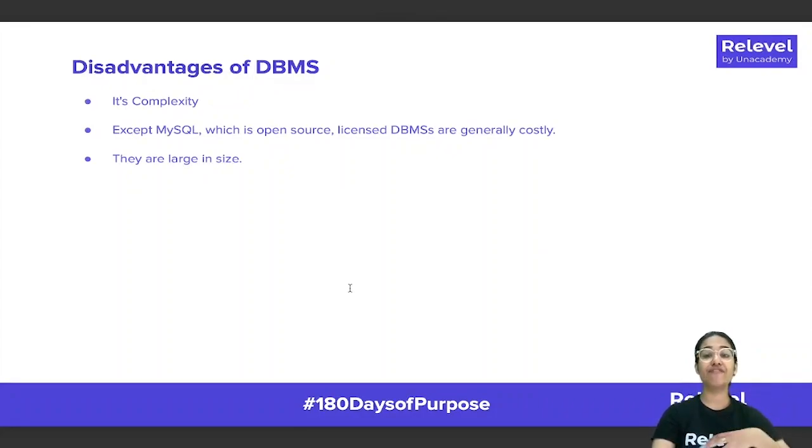And the third is that they're very large in size. If you have a very small amount of data, then it might not be very beneficial to use database management system software, because they take up a lot of space on your systems, right? So you always have to take a collaborative call. It's a little complex, it's expensive, and the space they take up is really big. Okay, so those make up the disadvantages of using database management systems.